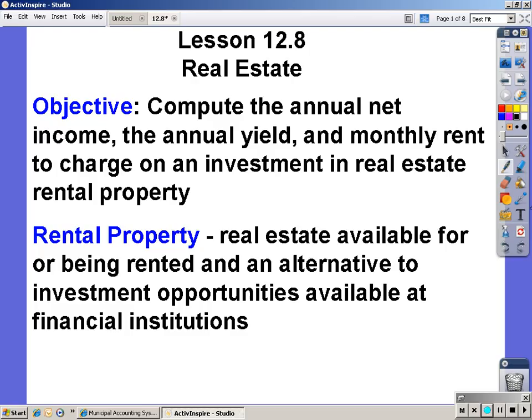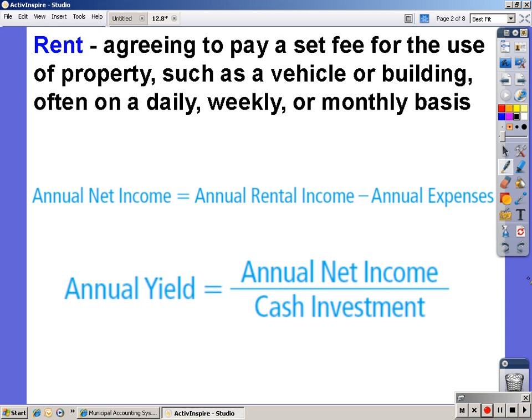Press pause if you need to finish writing it down, and play to resume. Rent is agreeing to pay a set fee for the use of property such as a vehicle or building, often on a daily, weekly, or monthly basis.